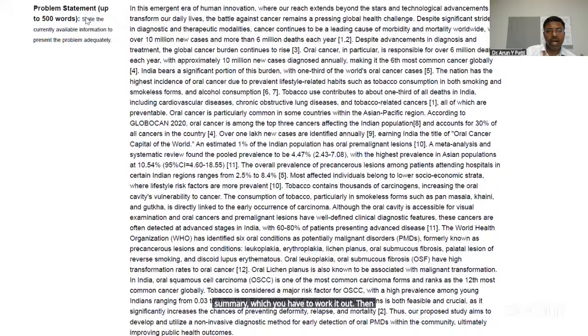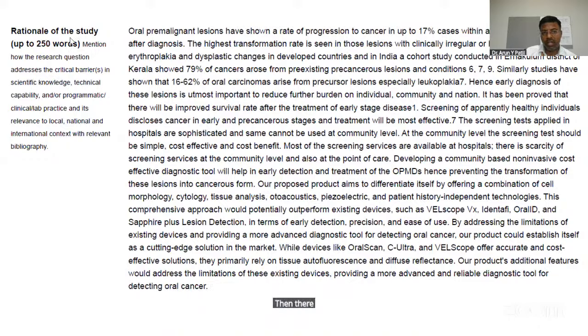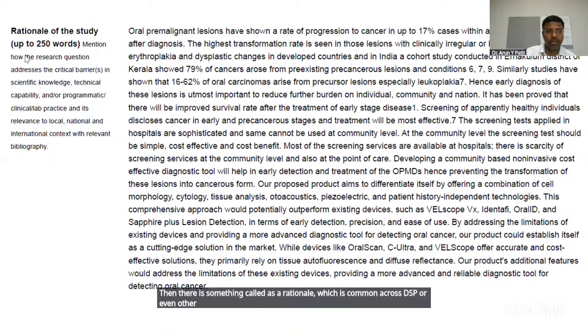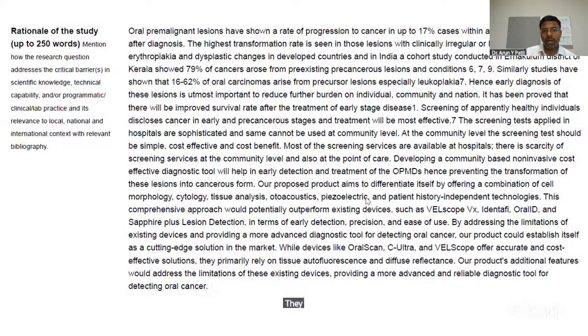Then they might ask you, this is the ICMR template which I am showing you currently, a problem statement of up to 500 words, wherein you have to cite the previous articles or even patents, and then give an analogy how you will be justifying your work. Then there is something called a rationale, which is common across DST or even other funding agencies. They expect this to be in 250 words.